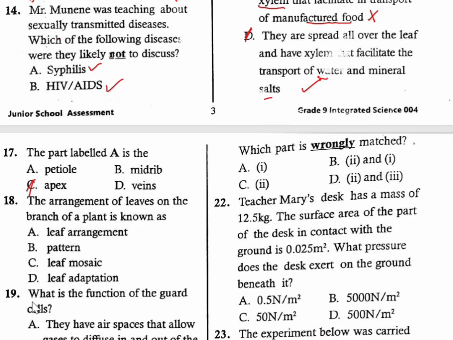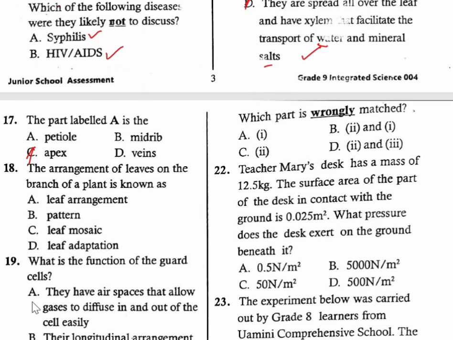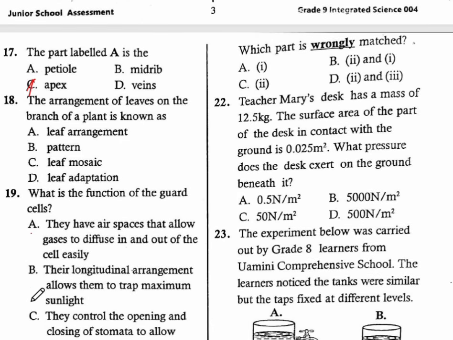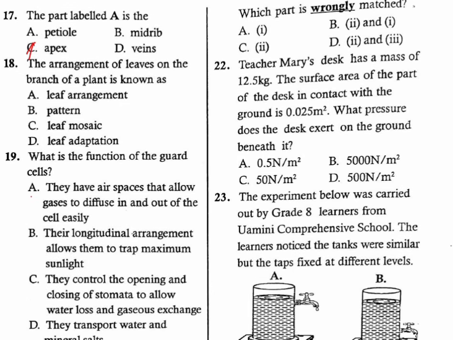Number 18. The arrangement of leaves on the branch of a plant is known as A, leaf arrangement. B, pattern. C, leaf mosaic. D, leaf adaptation. So we need to eliminate. Which one do you think is the answer to this question?